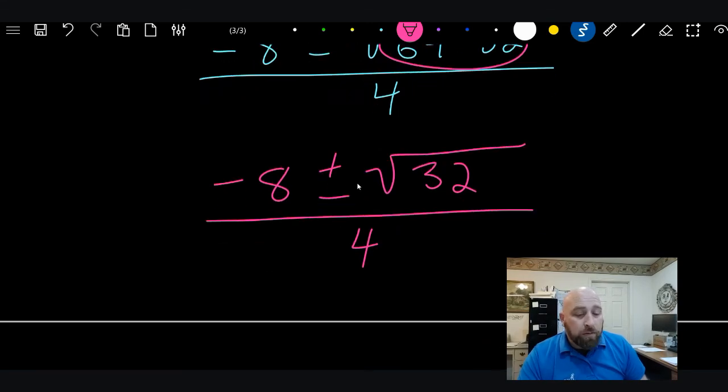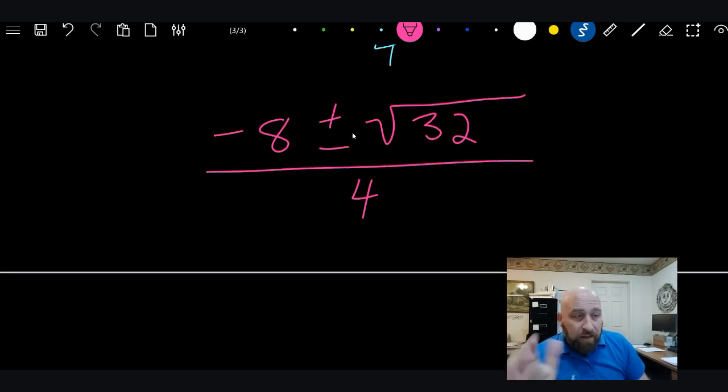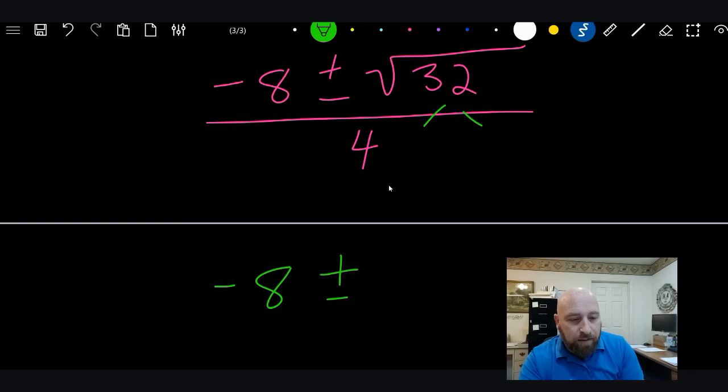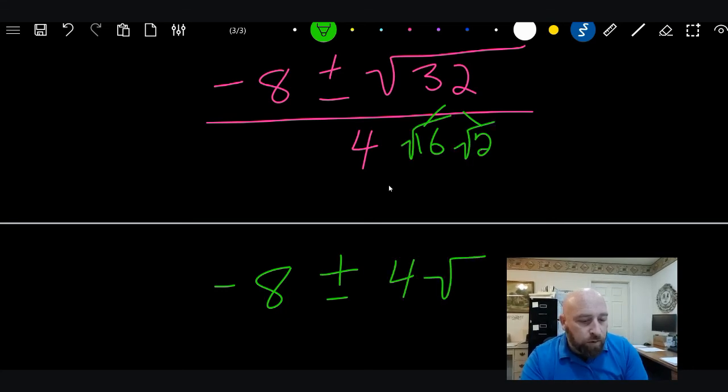Now, here's what I would do. You can do it a couple different ways. Right here, you can reduce that 32. If you're going to leave it like this, that is not a good answer, because 32 can be reduced. You can come up here and actually pull something out of that. So negative 8 plus minus, that 32 comes out to a 16 and a 2 when you square factor it, and I get 4 square roots of 2, over 4.